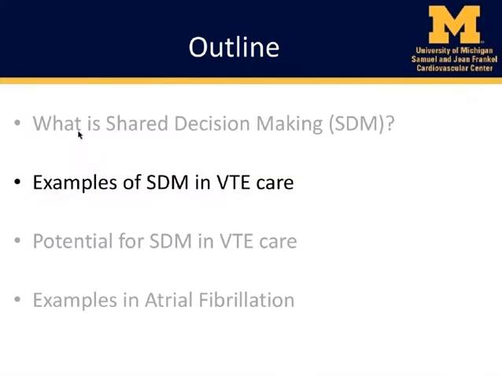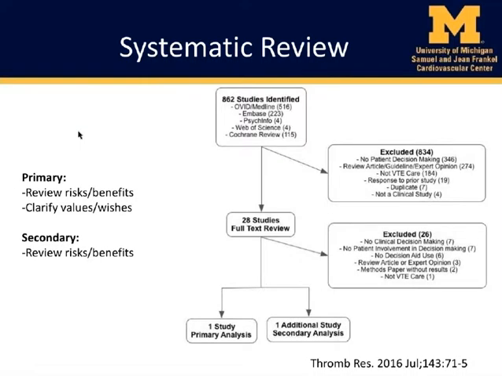So what are some examples of this in the care of patients with venous thromboembolism? Well, we decided to look at all the published literature and find out where decision aids have been used. So we surveyed a whole bunch of different online resources that catalog all published medical literature. And our initial search, when we used some defined terms, came up with 862 publications. So we were really excited. There's going to be lots of stuff published about this.